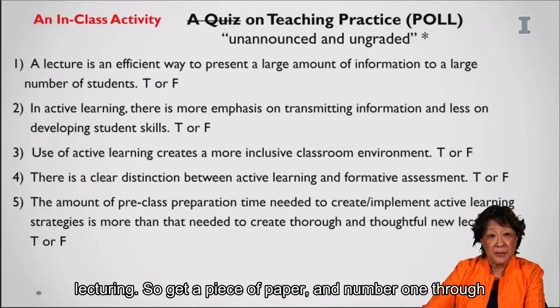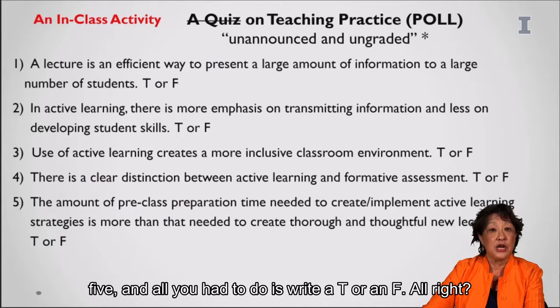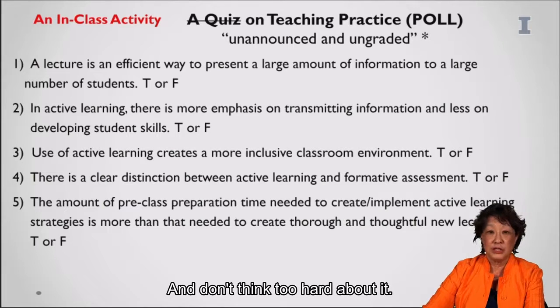So get a piece of paper and number it 1 through 5, and all you have to do is write a T or an F. All right? And don't think too hard about it.